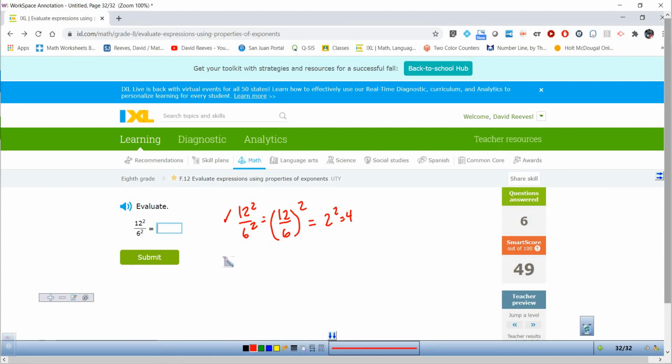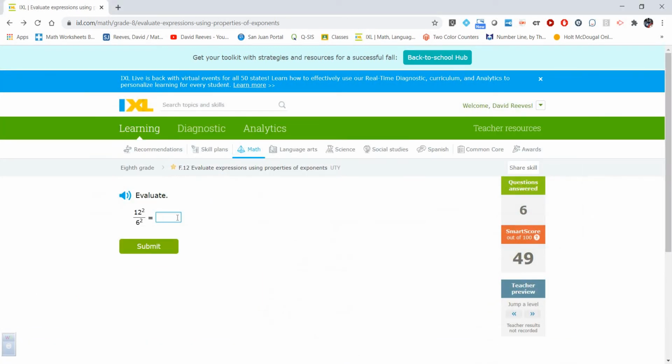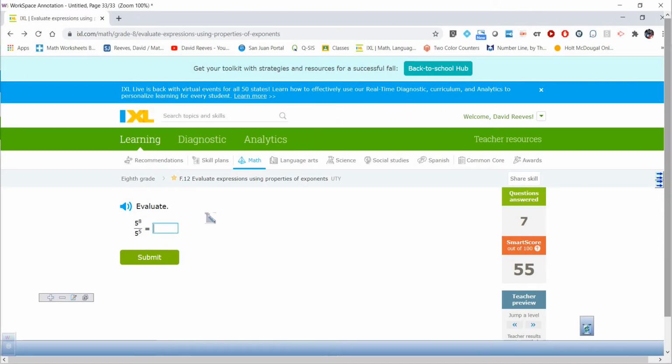Another way to do it would be to say 12 squared is 144, and say that 6 squared is 36, and then divide 144 by 36 and get 4 that way. Either way is correct. Either way gets you the correct answer of 4. All right? Okay, and again here the bases are the same. So 5 to the 8th divided by 5 to the 5th, that would be 5 to the 3rd power, which is going to be 5 times 5 times 5.